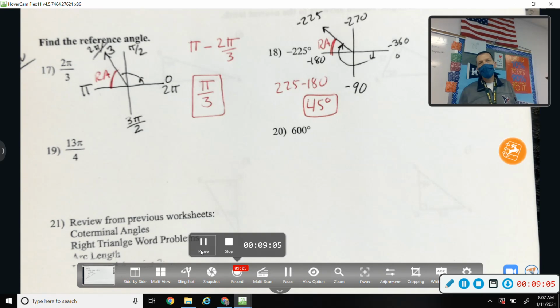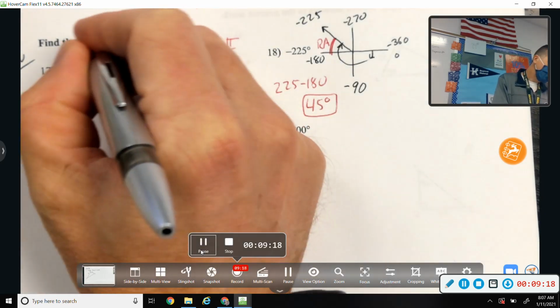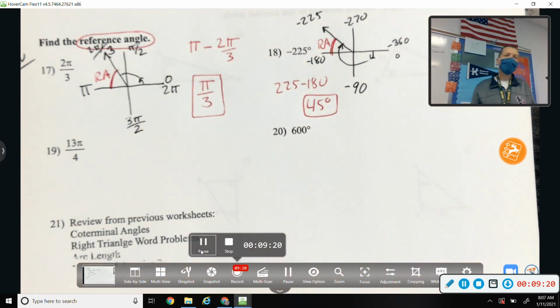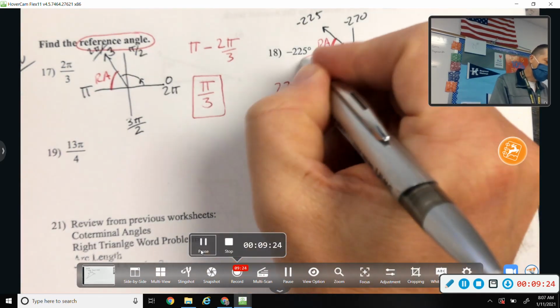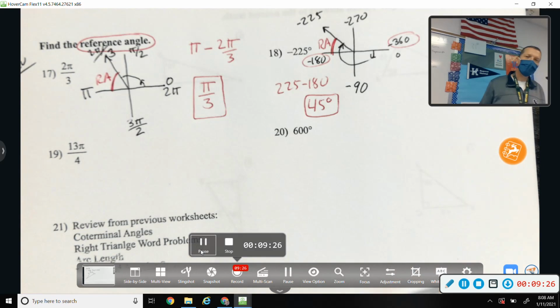Again, the best way is to reason through it. You can write four different rules depending on what quadrant you're in, but I don't want to write that and have you trying to memorize four rules. Just understand what the reference angle is and then figure it out. It's always something to do with 180 or 360. How close to 180 or 360 are you? Because you want to get to the nearest x-axis.